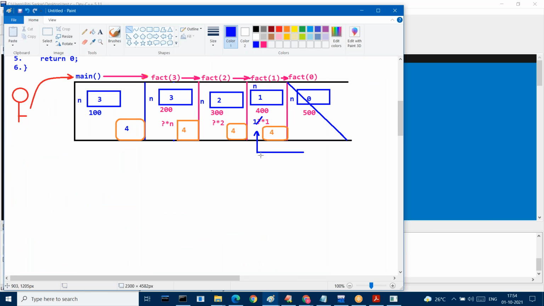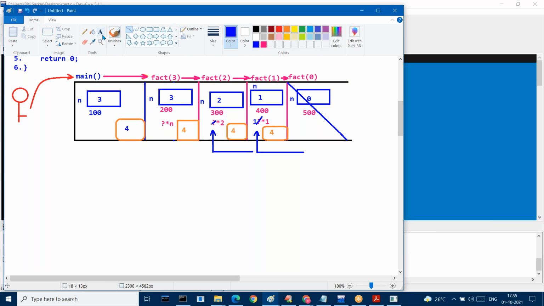Because 1 into 1 is 1. Then where will he return? To his caller. Who is his caller? Fact 2, sir. Fact 2 was stuck. Long back fact 2 was stuck, not able to calculate because he was not having that value. Now suddenly he got the value and felt very happy. What value did he get? Sir, he got the value as 1.